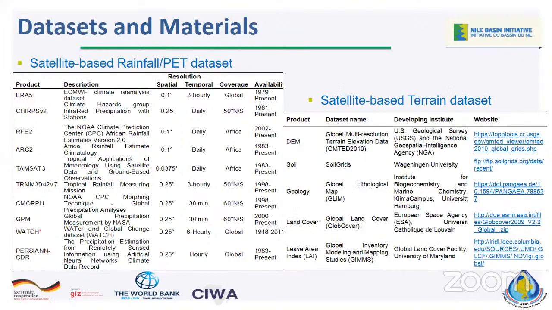And the second one is the terrain data, the level 0 data sets we have used for the mHM: the DEM, and soil and land cover, and so on. This is the data we have used for the terrain. This is the level 0 data for the mHM model.